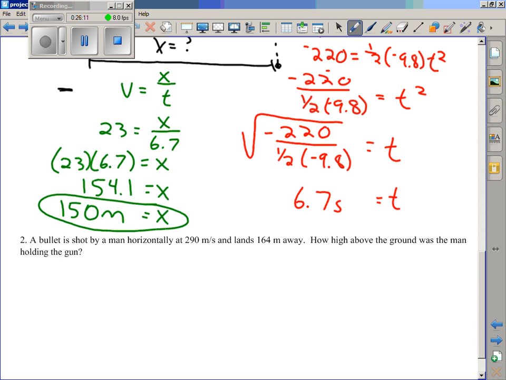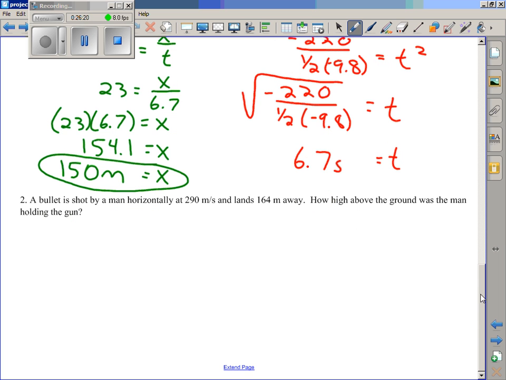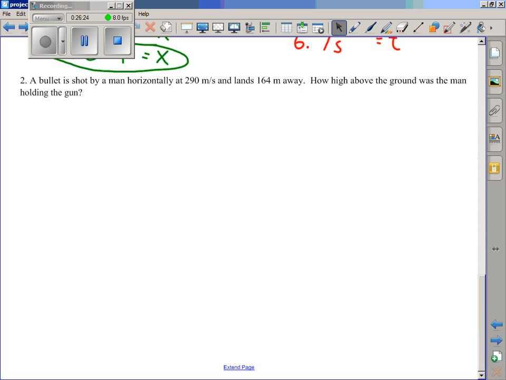Questions about this problem? All right, next. These are pretty straightforward. A bullet is shot horizontally at 290 meters per second and lands 164 meters away. How high above the ground is the guy holding the gun?